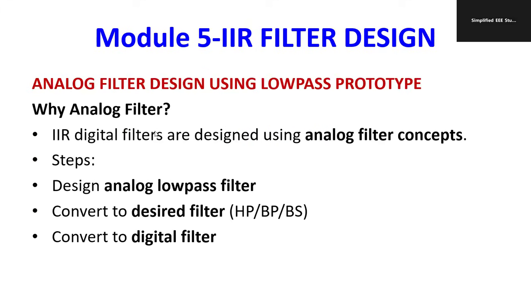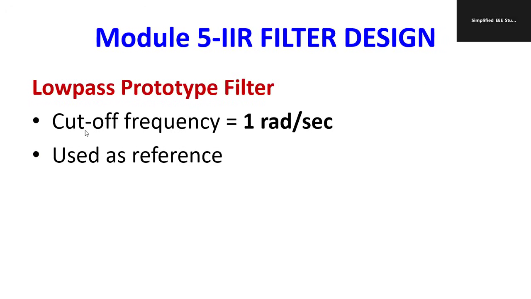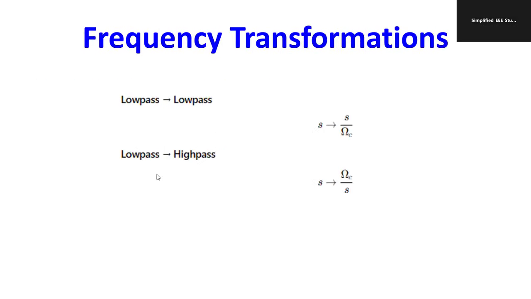What is an analog filter? IIR filters are designed using analog filter components. Design an analog low pass filter, convert it to the desired filter, and then convert it to the digital filter. A low pass prototype filter is nothing but a filter with cutoff frequency equal to 1 radian per second, used as a reference. These are the specialty of the low pass prototype filter. So do remember these two formulas, that is most important.